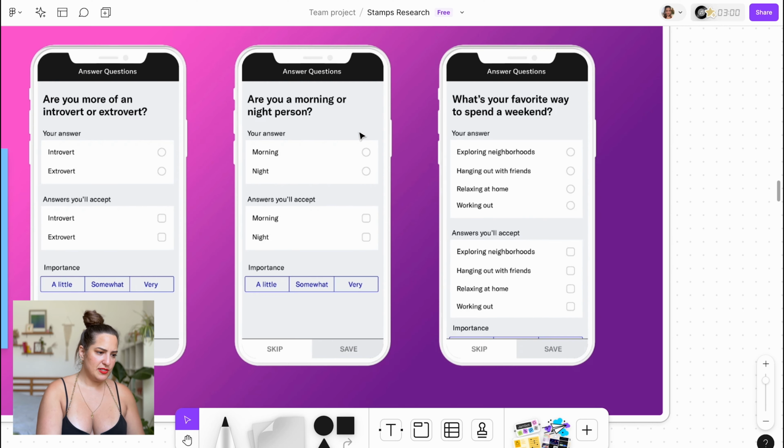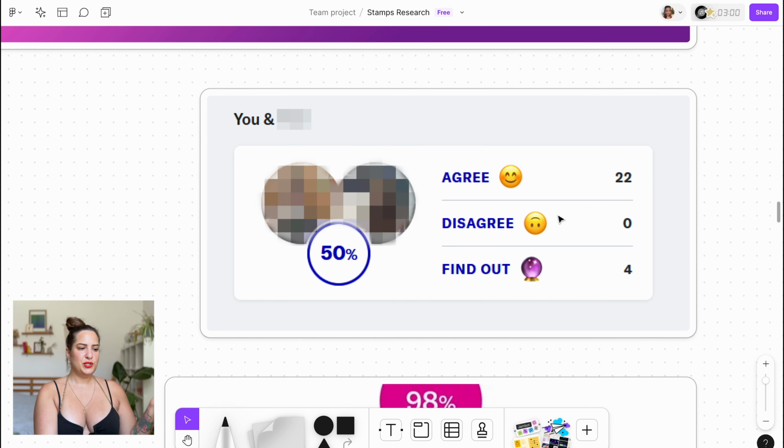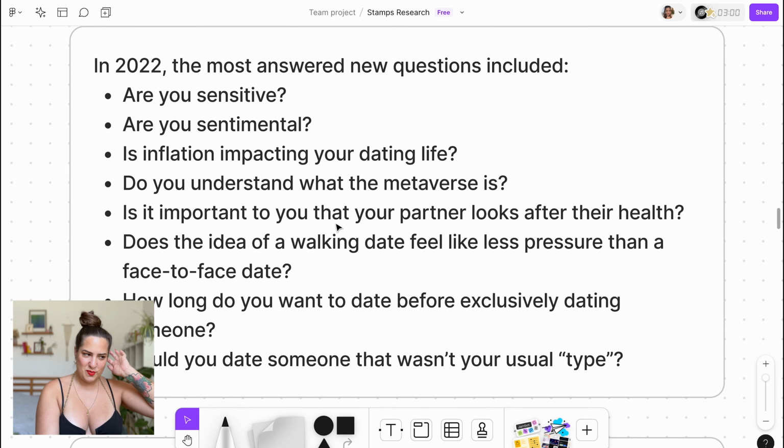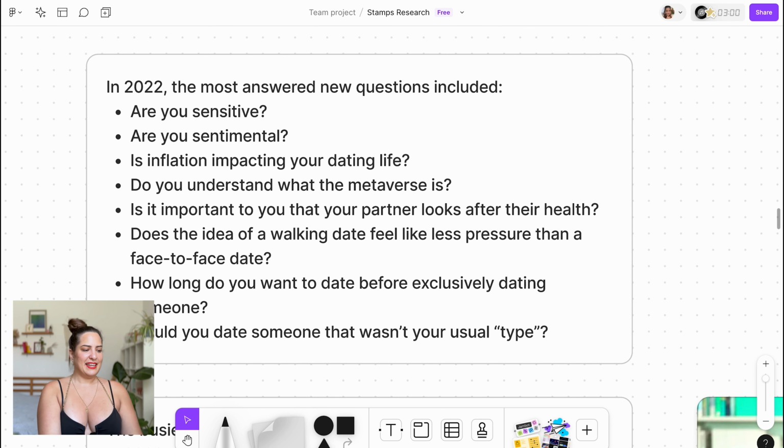And one of the features that I like the most about OkCupid is that they have a lot of questions that you can answer, and then you see how much you agree or disagree with your potential partner. I am definitely stealing this feature. The interesting thing that OkCupid said is that the most answered questions included, are you sensitive? Are you sentimental? It's a list of questions that I'm going to save because I want to have a similar feature.